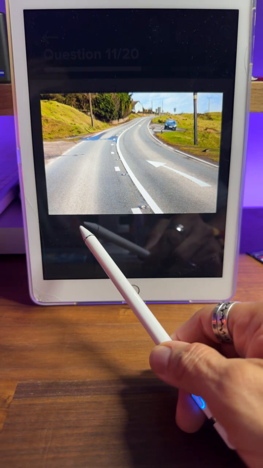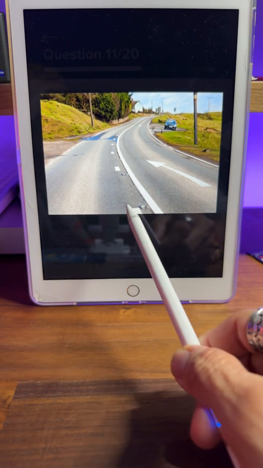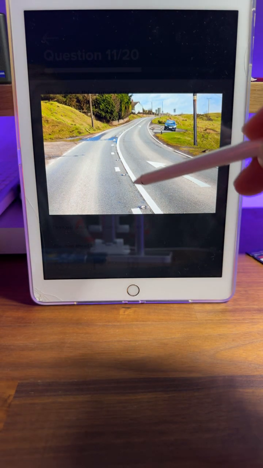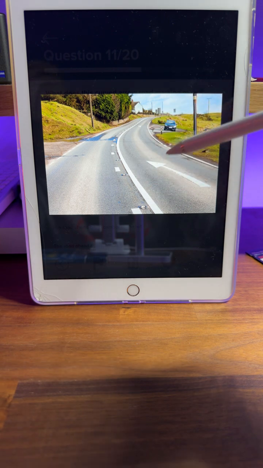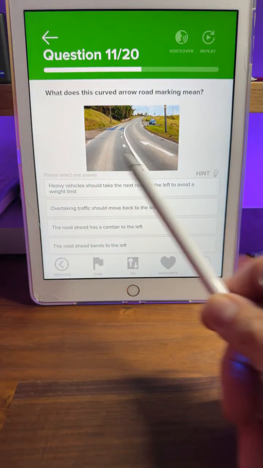On our side of the road, that's the side we're driving on, we've got a broken line. Small lines, but big gaps. But then there's a white solid line on the other side of the road. That's not for you. That's for the vehicles coming down this way. This is a two-way road, not a single way, yeah? So what does that arrow mean?